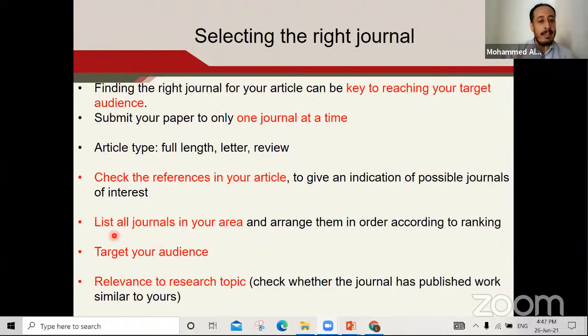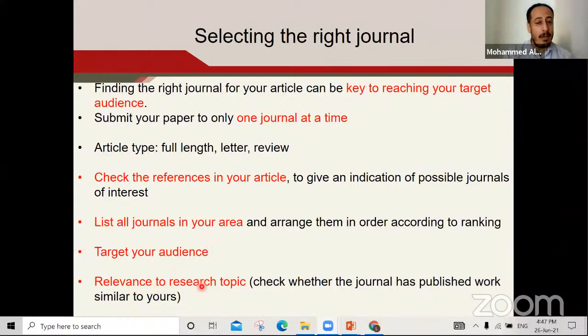The other way to select a journal, which I also use: as a scientist or researcher, I have a list of all journals in my area, and I arrange those journals based on impact factor and ranking. My area is molecular pharmacology in oncology, so I have a list of journals in molecular pharmacology. I have a list of journals for metabolic syndrome, because this is another area of my research. Another area is toxicology, so I have a list of journals for toxicology. Especially academic staff should have this list.